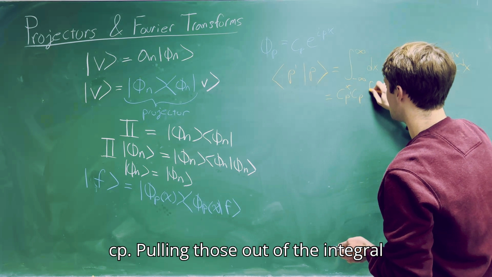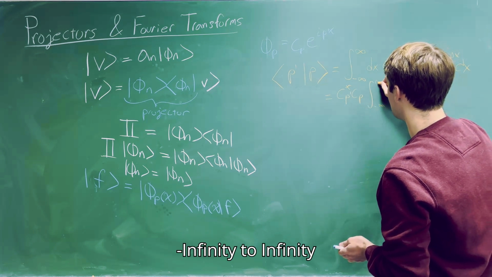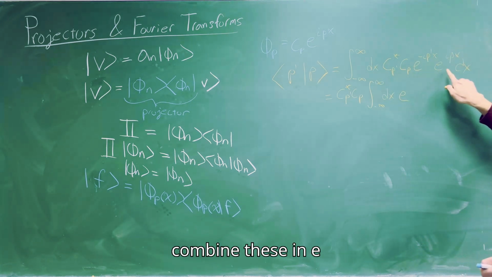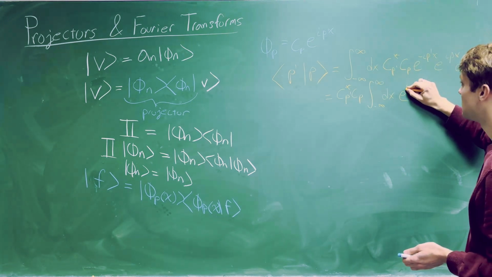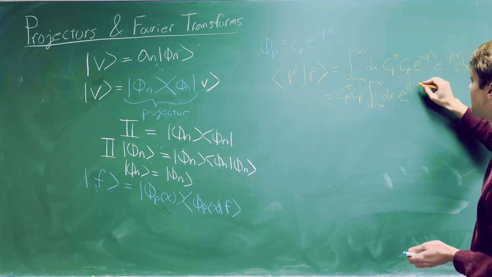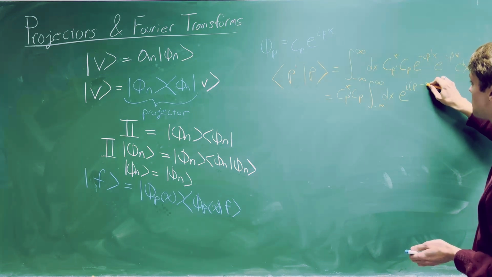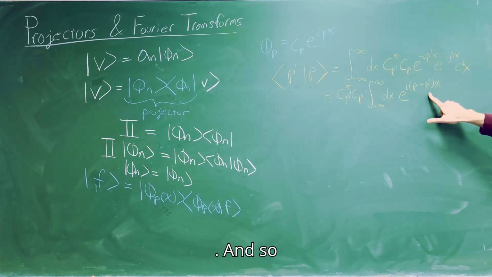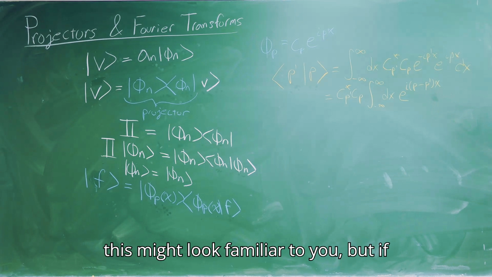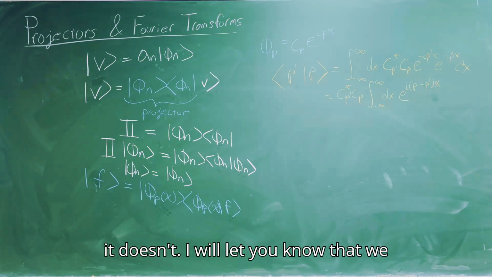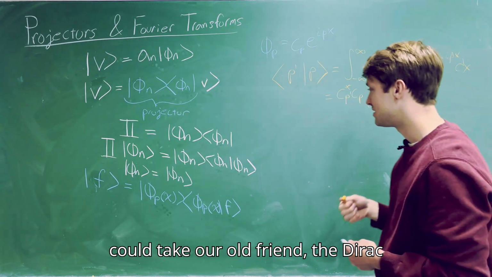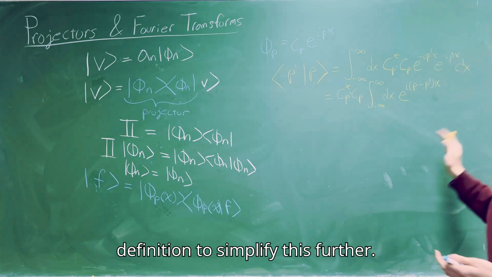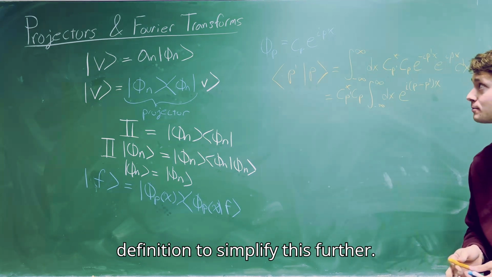Cp, pulling those out of the integral, minus infinity to infinity dx. And then we can combine these in e to the i(p minus p prime)x. This might look familiar to you, but if it doesn't, I will let you know that we could take our old friend, the Dirac delta, and use its definition to simplify this further.